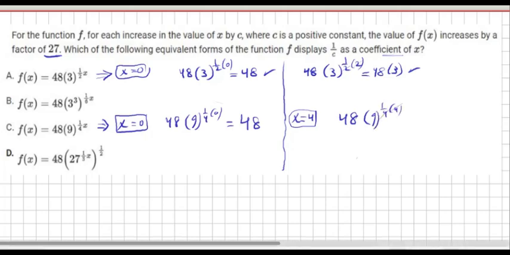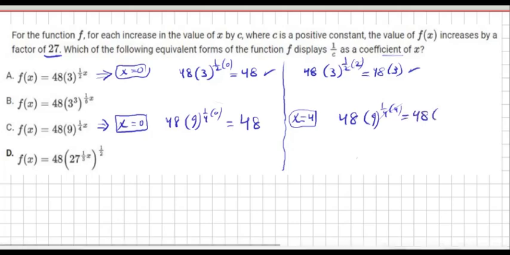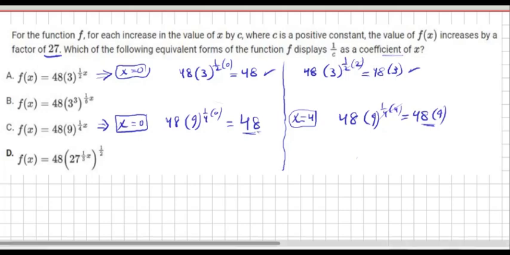And this gives us 1. So 9 to the power of 1 is equal to 9. So the answer is 48 multiplied by 9. No need to get the result of this, but I want you to just look at the difference between them. This is the same as this one, but multiplied by 9, in which we are looking to multiply by 27. So letter C is not the correct answer.